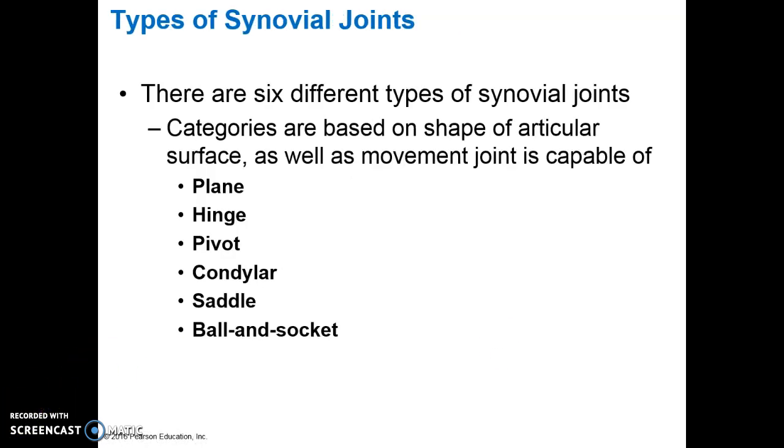So these are types of synovial joints. There are six different types of synovial joints, and you need to know these. The categories are based on the shape of the articulating surfaces as well as the movement the joint is capable of. So you need to know the plane joint, hinge joint, pivot joint, condylar joint, saddle joint, and ball-and-socket joint.